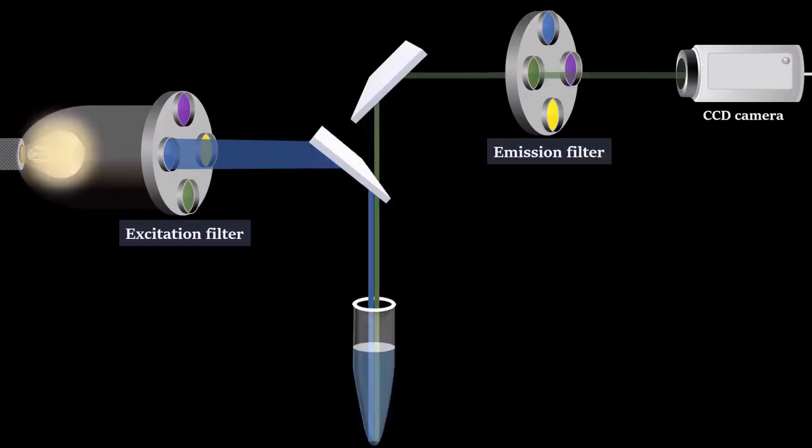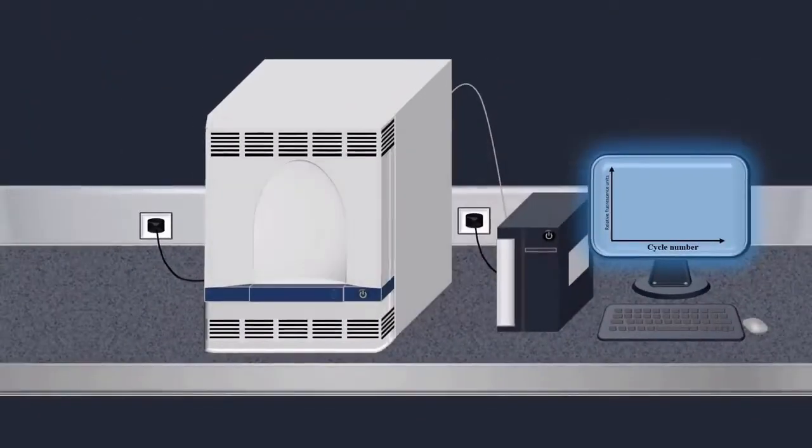In each PCR cycle, light from the excited fluorophore can be detected by the CCD camera, which converts the light that it captures into digital data. This method is known as real-time PCR, which allows the monitoring of the progress of the PCR reaction as it occurs.